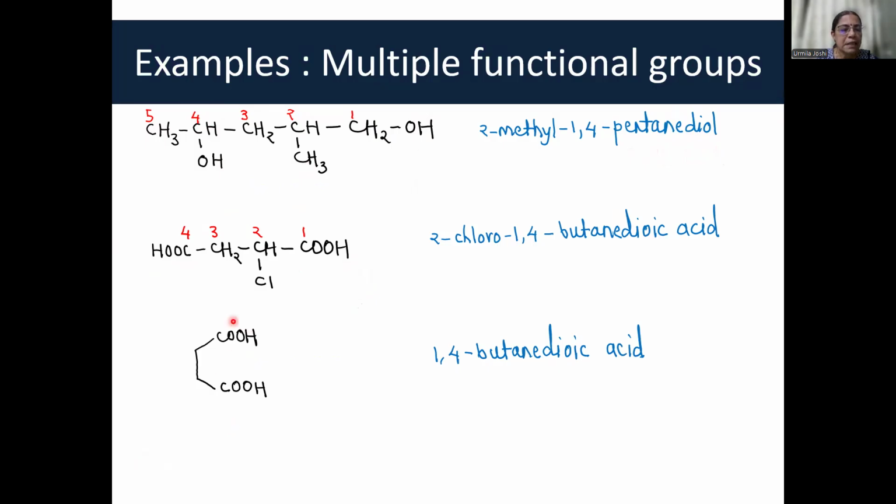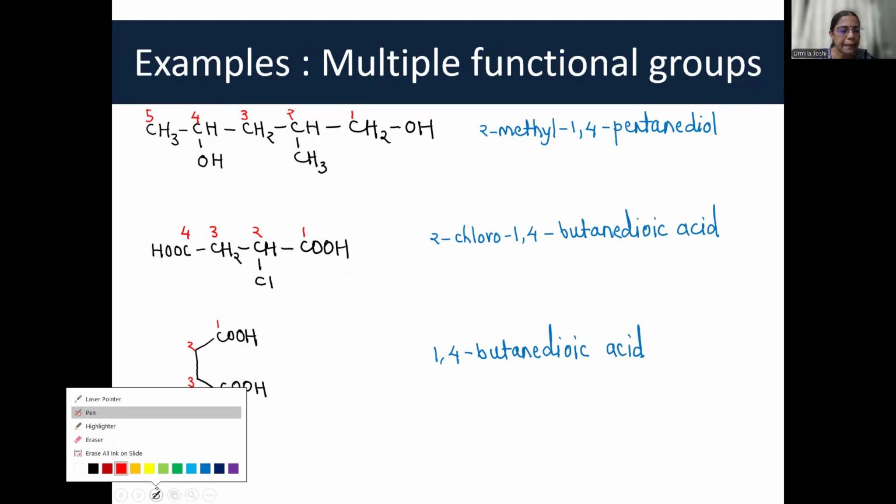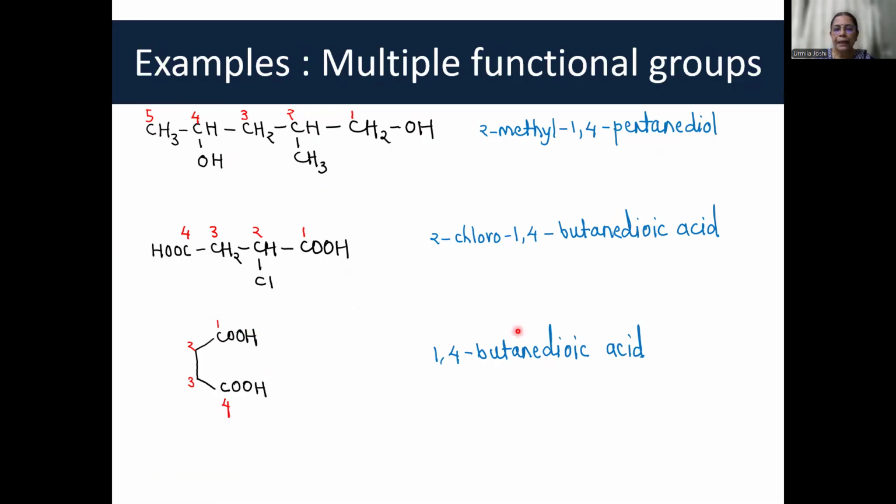Okay. First, let us try to understand a simpler example. Let me number this. This is 1. This is 2. This is 3. This is 4. So 4 carbon meaning butane. There are two carboxylic acid groups and therefore dioic acid. So 1,4-butane dioic acid. Okay. When there are two functional groups and both are same, please do not include only one in the parent chain and put the second as a substituent. That is not allowed.